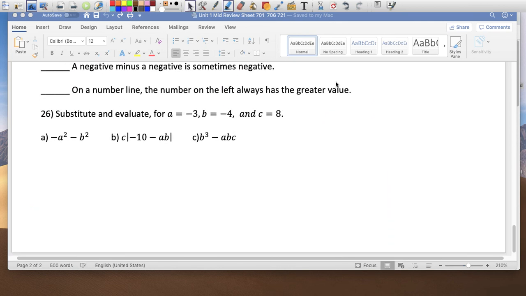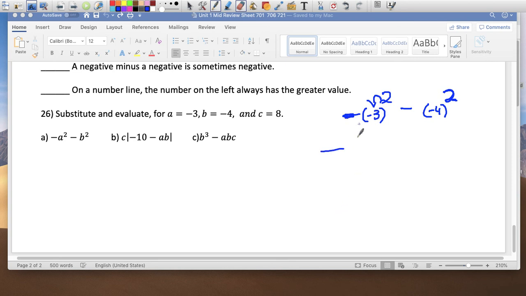So let's substitute. First one, it's negative. I can do this because I have an eraser. Substitute means take that and replace it with the value. So minus, and a is negative 3, so I'm going to put negative 3 exactly where the a was. And b is negative 4, exactly where the b was. That's what substituting is. So this power, this second power, affects this, not this minus sign here. It's going to just hang out there for a little bit.